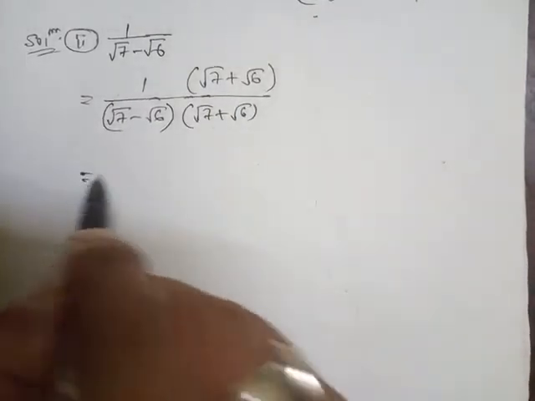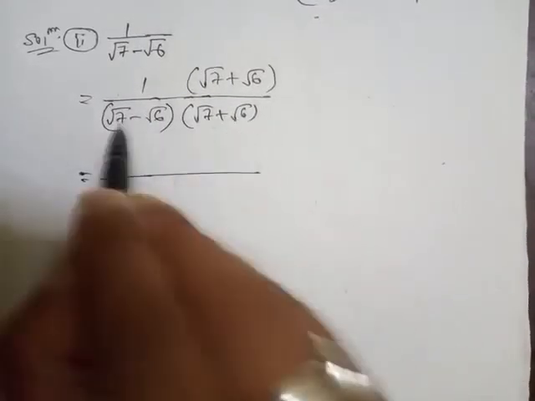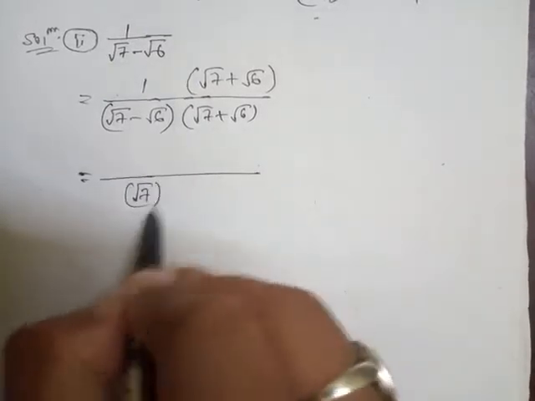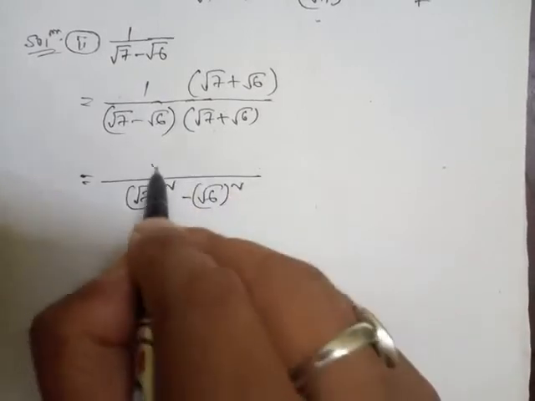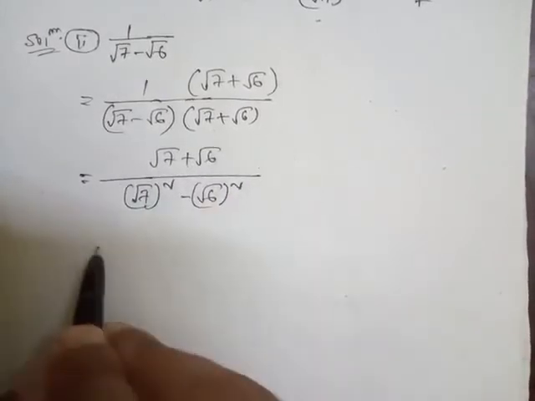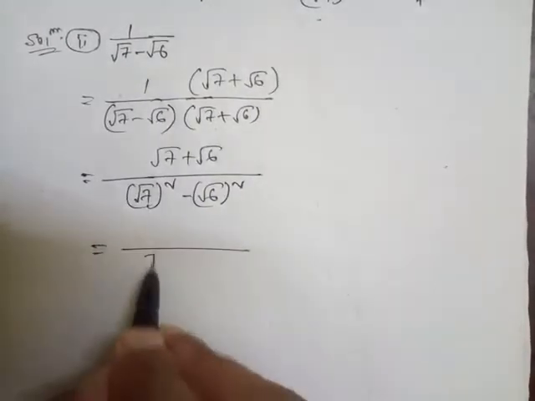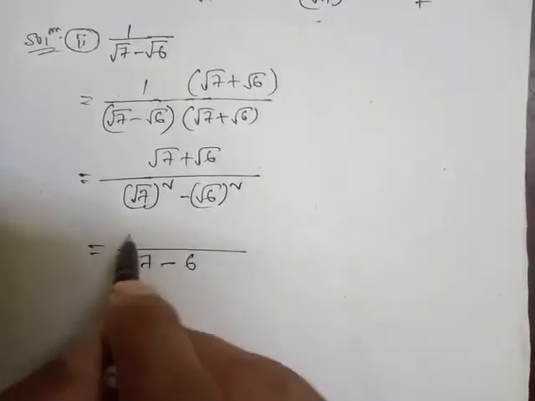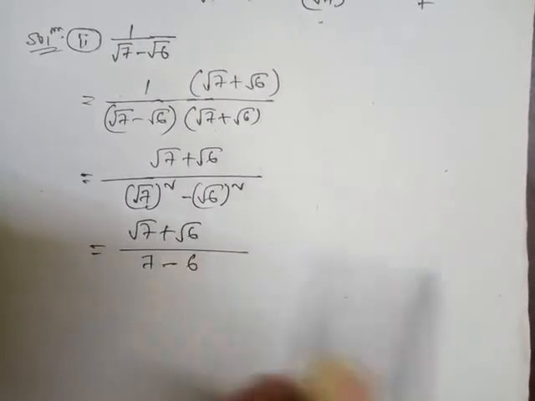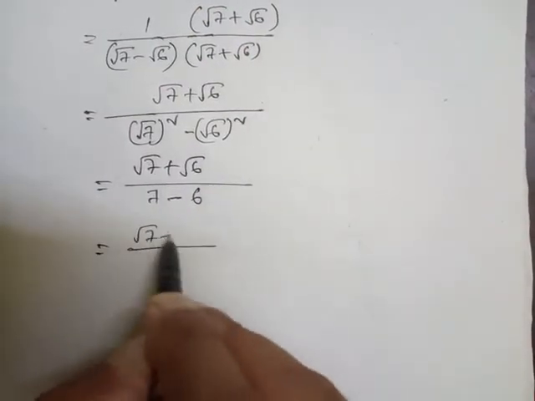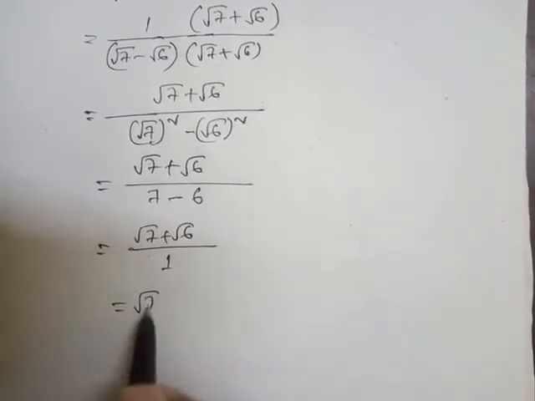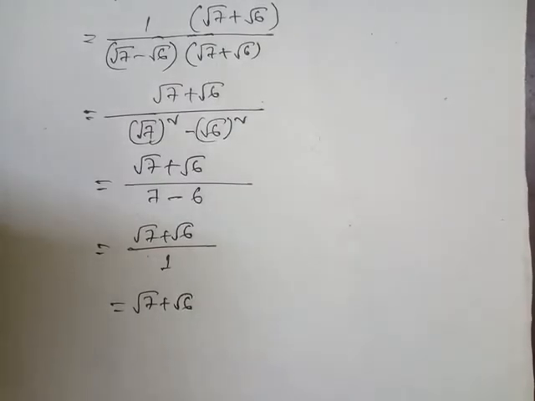Now look here student, the next step would be a plus b, a minus b, which means the a square minus b square formula. So root 7 square minus root 6 square, and there could be root 6 plus root 7. Now square root cancels, there is 7 only, and square root cancels, there is 6 only. So root 7 plus root 6. Now the next step would be 7 minus 6 is 1. So root 7 plus root 6. Now the answer would be root 7 plus root 6. This is the answer of the second question, means Roman 2.